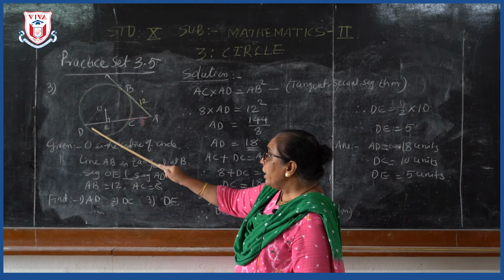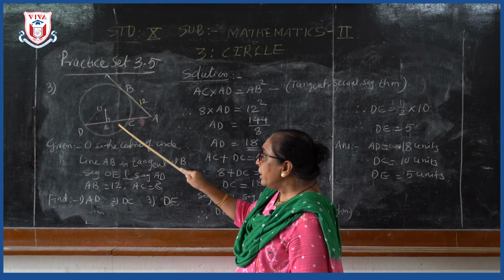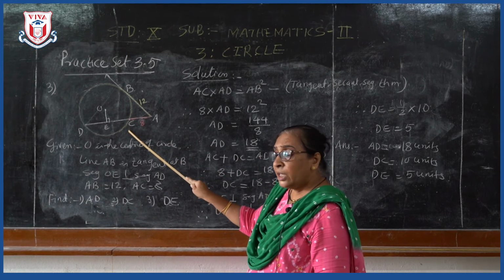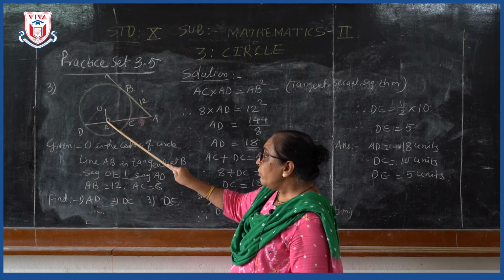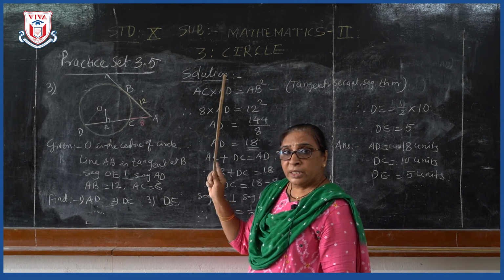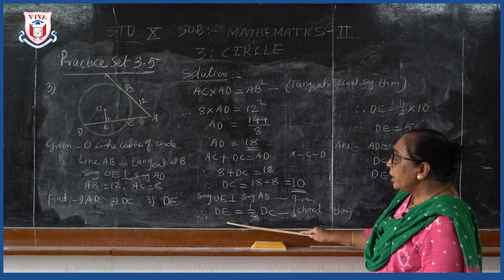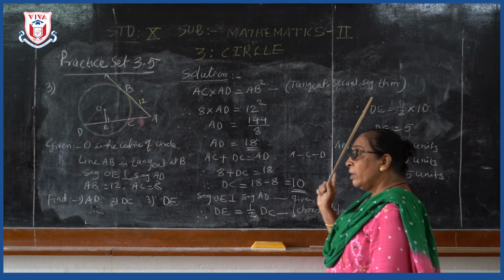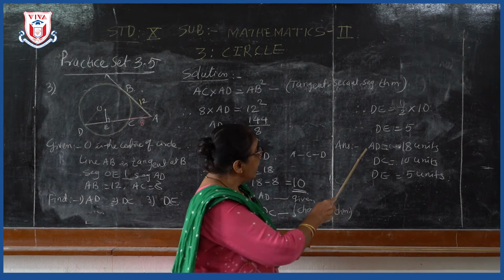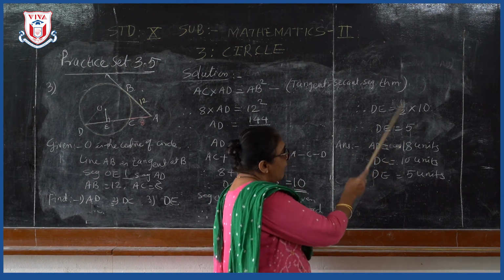Now we have to find out DE. As OE is perpendicular to chord DC given to us, we can say that this perpendicular drawn from the center to the chord bisects the chord. That theorem is the applied chord theorem. So DE will be equal to half of DC. So we will get DE is equal to half of 10, that means DE is 5.